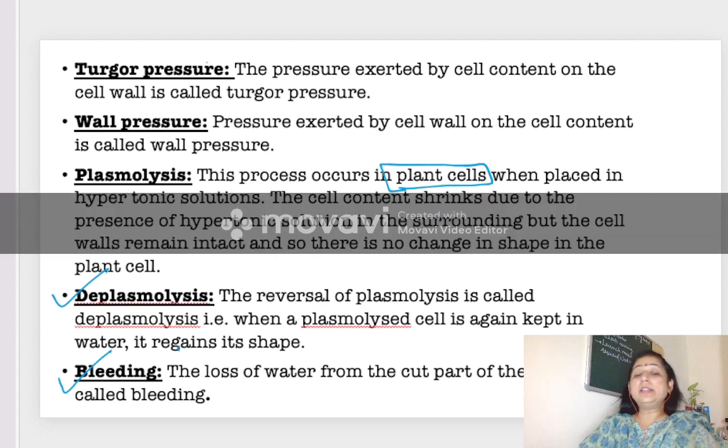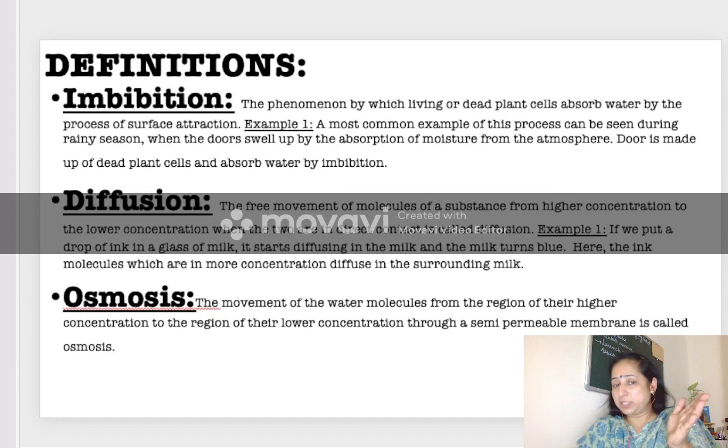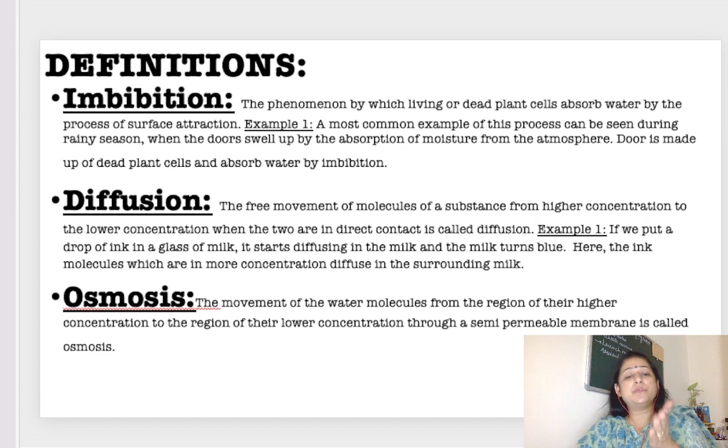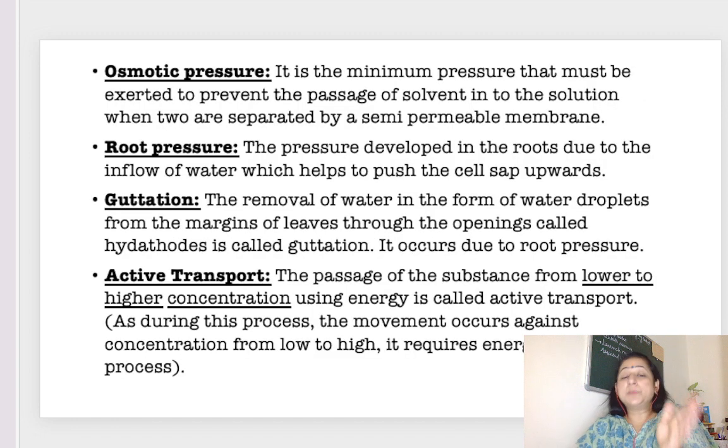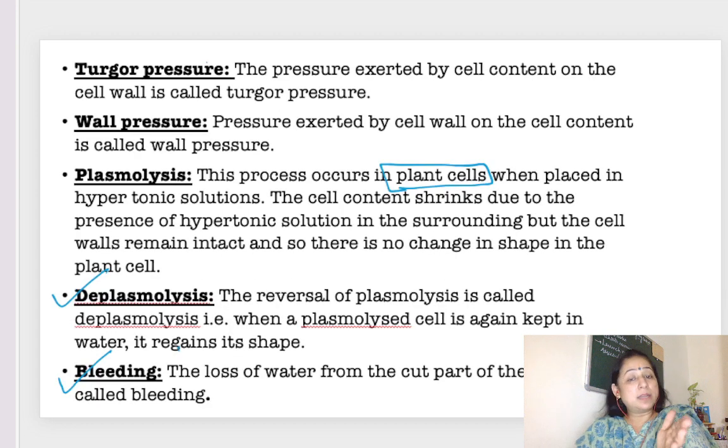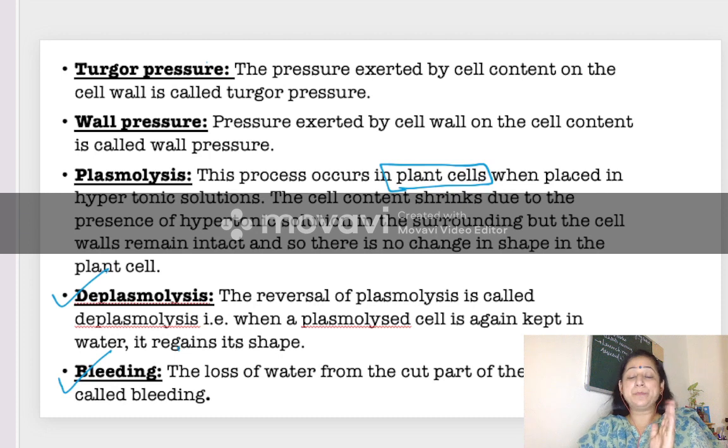So these are all the definitions from the chapter. There is no other definition from it. So you can club these definitions and then you can learn them. I am just repeating once again: imbibition, diffusion, osmosis, osmotic pressure, root pressure, guttation, active transport, turgor pressure, wall pressure, plasmolysis, deplasmolysis, and bleeding.